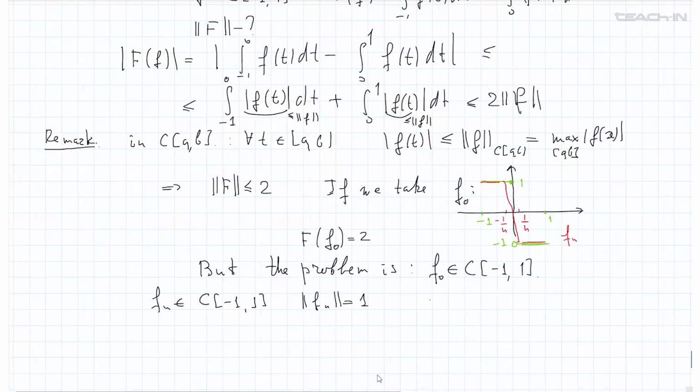And our functional acting on this sequence, it is just 2 minus 1 over n, yes? Because it is double squares. It is the square of this triangle plus the square of this triangle. And the square of each triangle is 1 over 2n, but we have 2 triangles. So it is an easy example when we can just calculate.